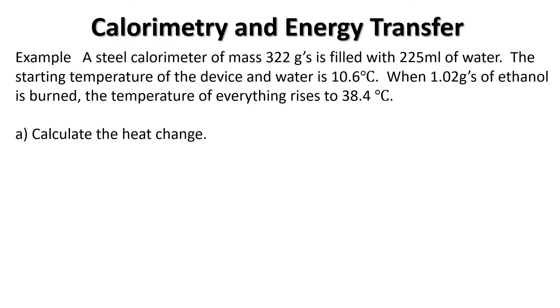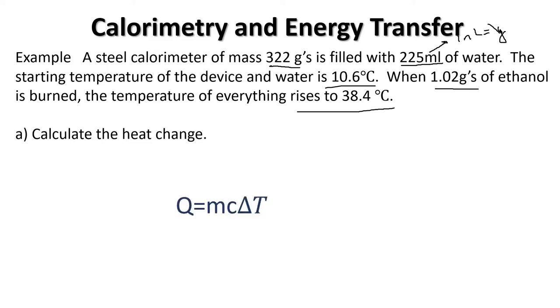So here's a question. A steel calorimeter with a mass of 322 grams is filled with 225 mL of water. Now we do want to work in grams, but hopefully you remember that 1 mL of water is equal to 1 gram. So technically it's 225 grams. The starting temperature of the device and the water is 10.6 degrees, and we have 1.02 grams of ethanol that gets burned, and our temperature rises dramatically. So we've definitely got an exothermic reaction.